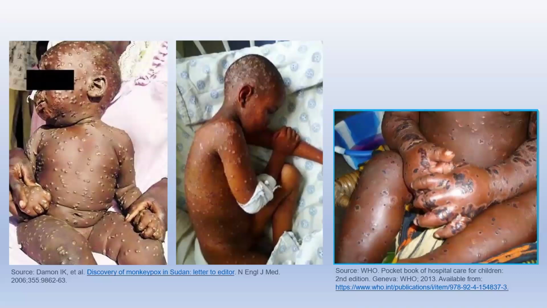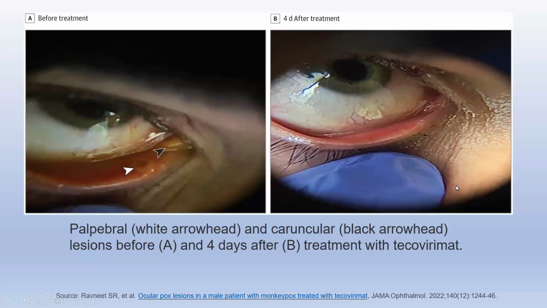It can also, as you can see in children, tend to have more severe illness as compared to the general population. So like this baby, it occurred all over the body, also this one. And then lastly, as you can see, the crusting face, the last picture.